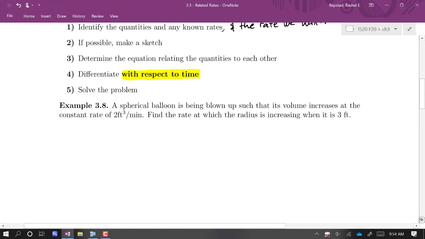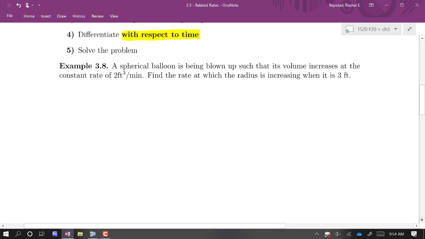So our first example, we have a spherical balloon. So imagine this balloon is a perfect sphere. It's being blown up such that its volume increases at the constant rate of 2 cubic feet per minute. We want to find the rate at which the radius is increasing when it's 3 feet. So this problem is about the volume of a sphere and how it's related to the radius. So right off, if we don't know this formula, we could go search it out, but the volume of a sphere is given by 4/3 pi r cubed.